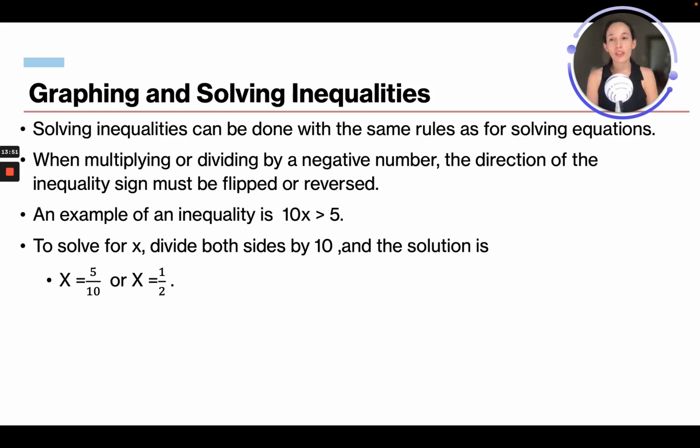So, graphing and solving inequalities. Solving inequalities can be done with the same rules as for solving equations. When multiplying or dividing by a negative number, the direction of the inequality sign must be flipped or reversed. An example of an inequality is 10x is greater than 5. To solve for x, you're going to divide both sides by 10, and the solution is going to be x is greater than 5 over 10, or 1/2. This inequality has no negative numbers, so we don't have to worry about things being flipped or reversed.